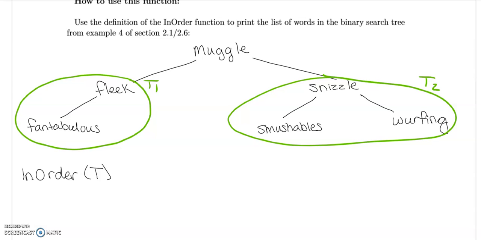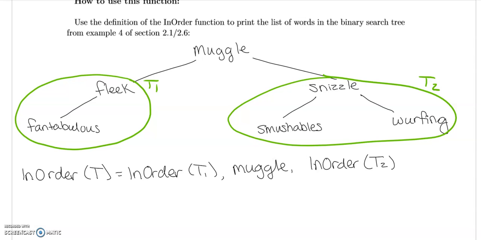If we use the recursive piece of the definition we looked at before, inorder T is going to give us inorder of the T sub 1 subtree, comma, that root that it came from. The R in the recursive case here is going to be Muggle. And then inorder T sub 2. Now we have to take care of inorder T sub 1 and inorder T sub 2. Let's take them one at a time. Let's look at inorder T sub 1 first.